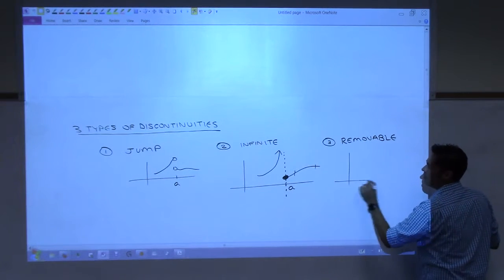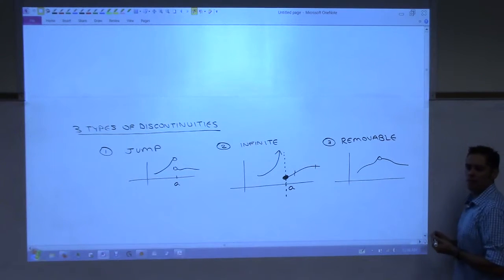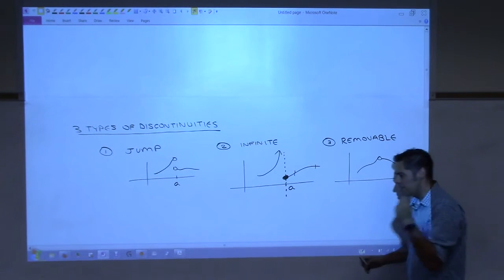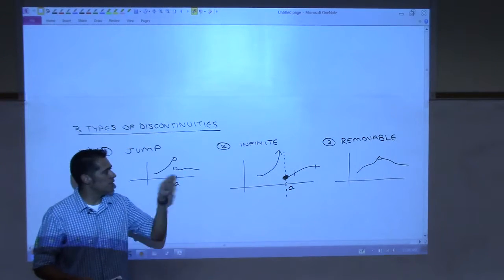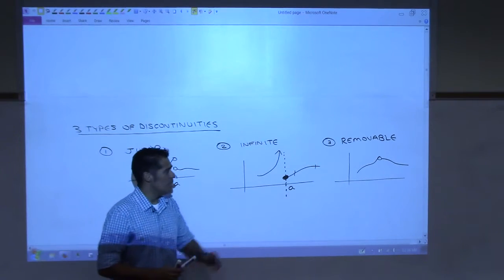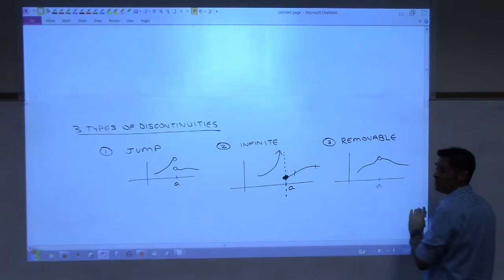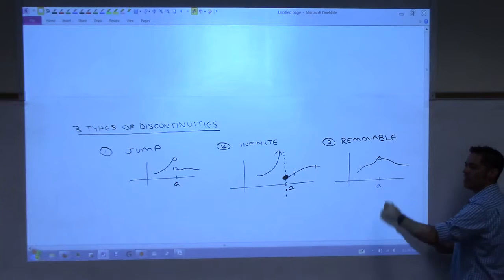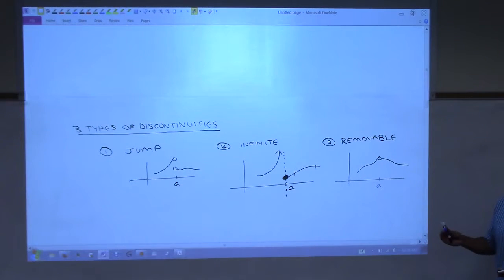And that's the one that we did just a second ago, like this. It's anywhere where you can easily patch the function so that you can continue to draw it without picking up your pencil. This is discontinuous at A. It is discontinuous, but because I have a simple fix of filling it in if I chose to, it would be removable. So I wouldn't have the discontinuity anymore.